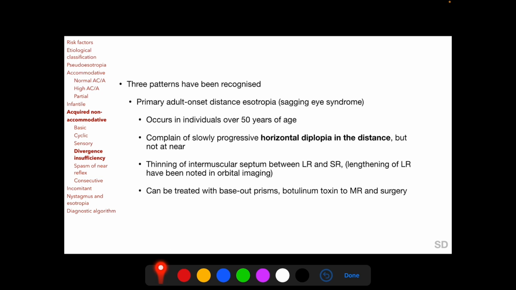These patients can be treated with base-out prisms, that is, the prisms are oriented with their apex towards the deviation, botulinum toxin injection to the medial rectus muscles, or surgical correction of the esotropia.